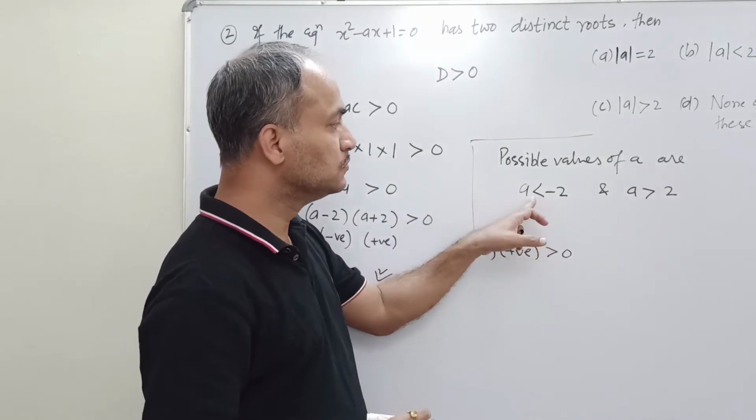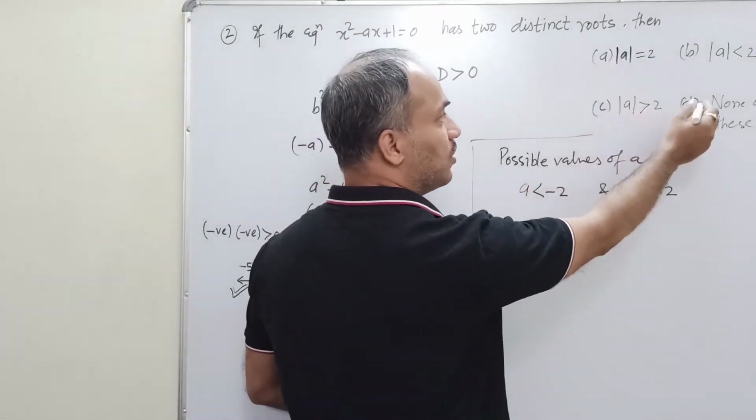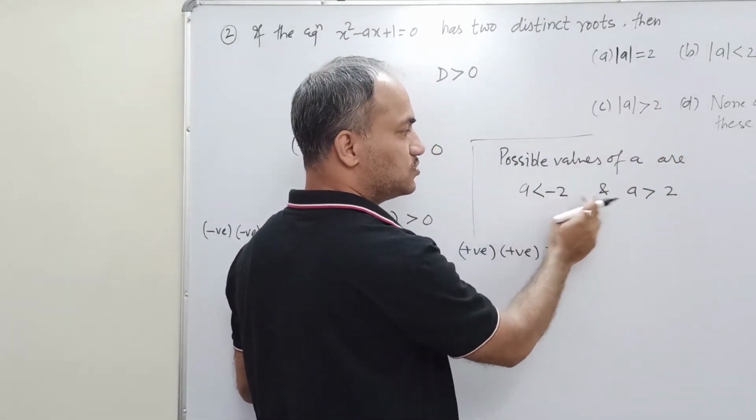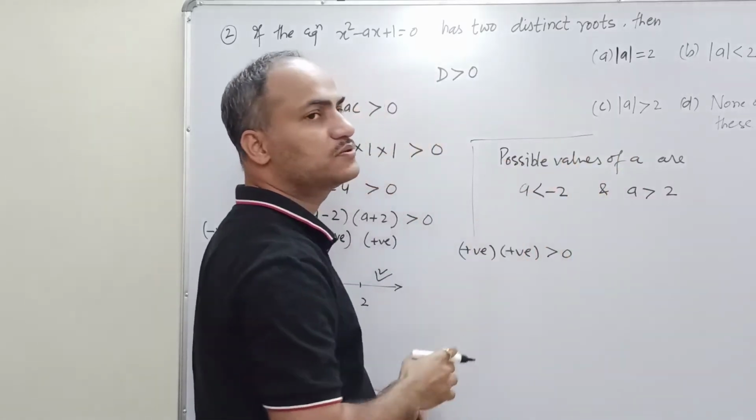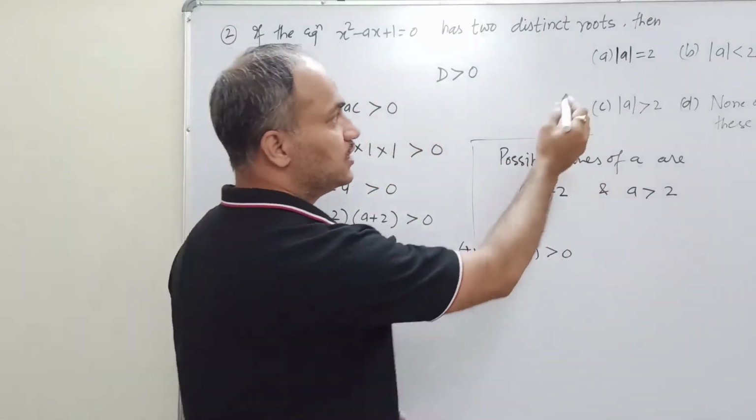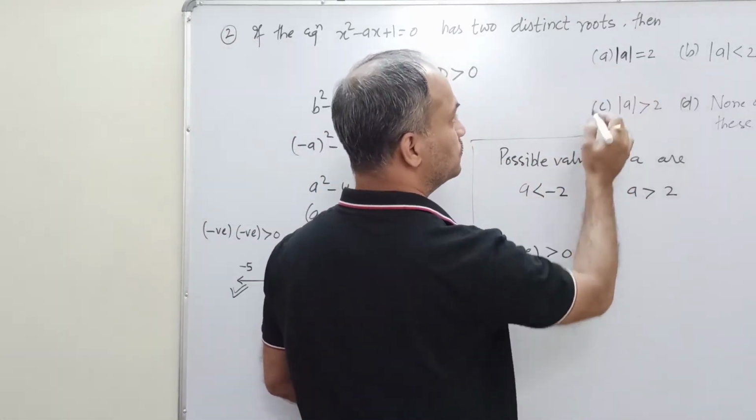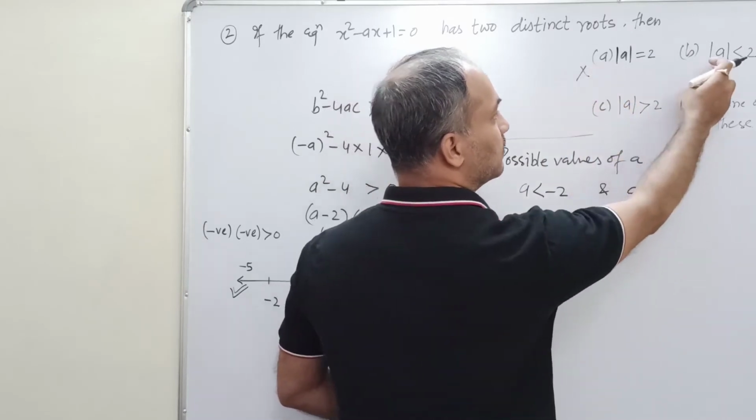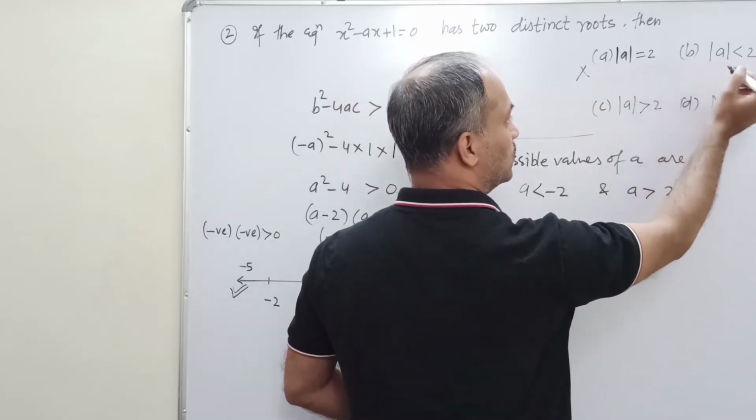Here, when we look among the given options, A less than minus 2 or A greater than 2, which option is correct? See, this modulus is 2. No, this is not correct. Modulus A less than 2. No, it is not correct.